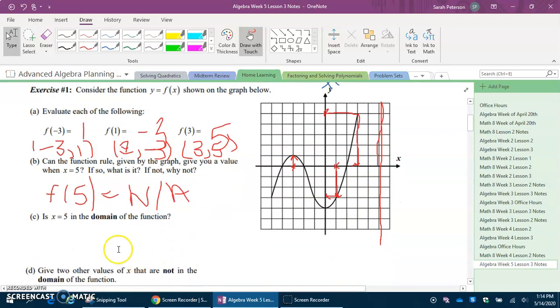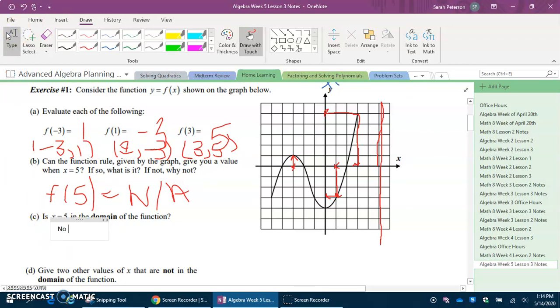So that means that 5 is not in the domain of the function. There's no input value of 5 in this particular function. If this function maybe had arrows on it, we could indicate that it goes on forever, but we don't, so we can't indicate that, which means no. I can actually type this in.